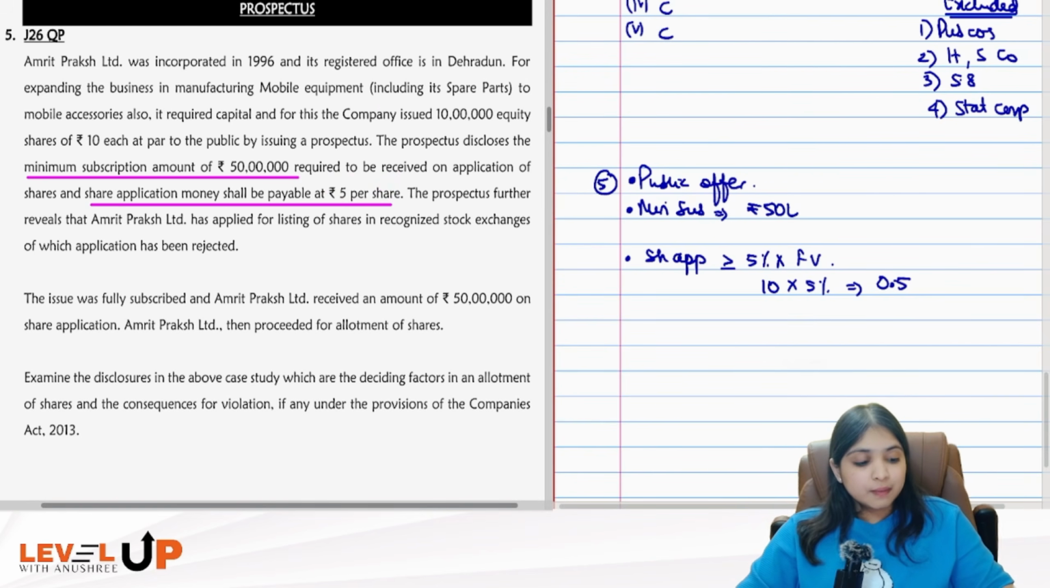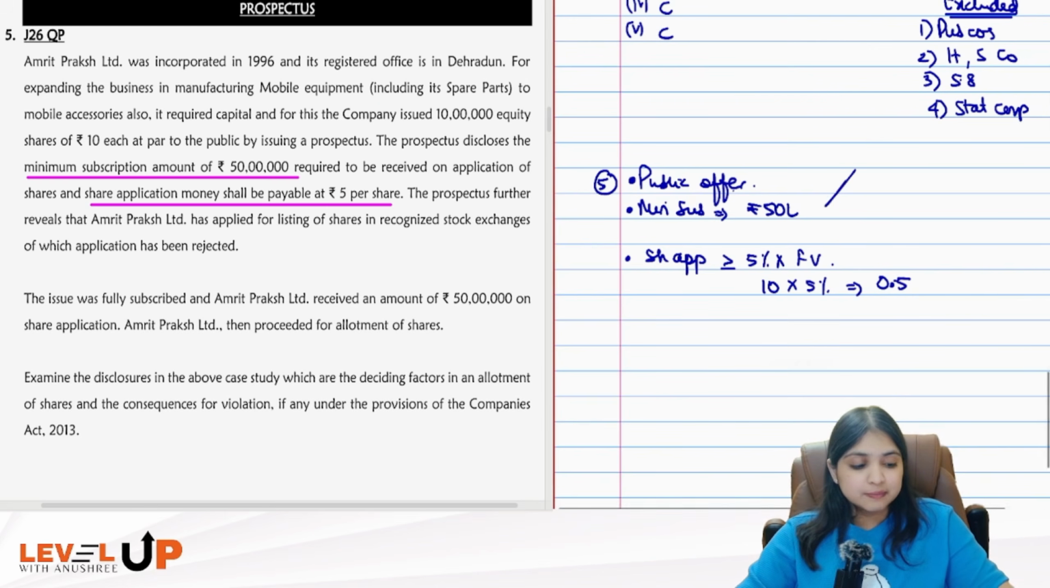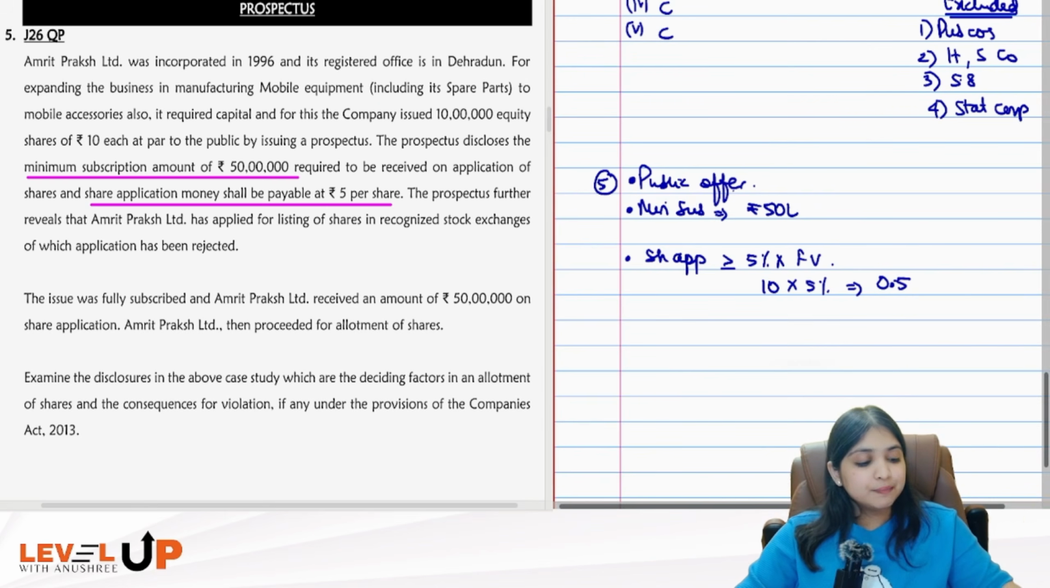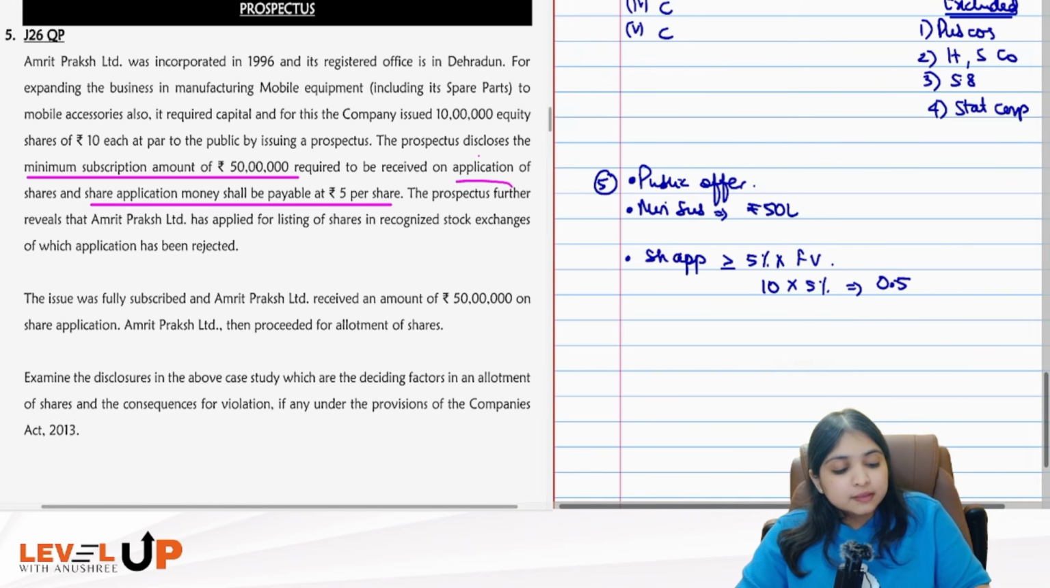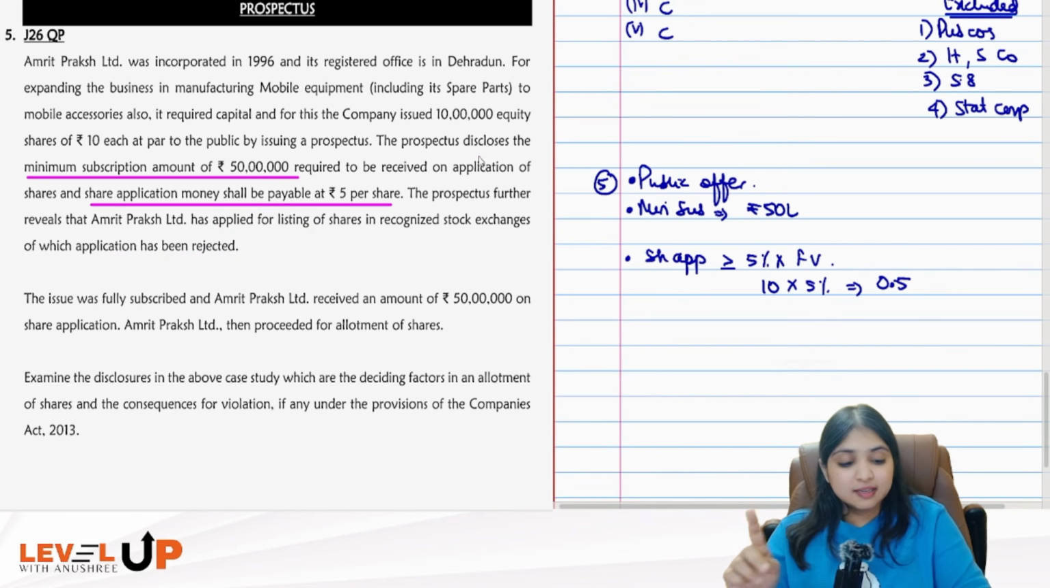So point number 1, company is making a public offer. Point number 2, the prospectus says minimum subscription is 50 lakh rupees. Point number 3, share application money is minimum 5% of the face value. Even that condition is fulfilled. Then prospectus further reveals that Amrit Prakash Limited has applied for listing of shares in a recognized stock exchange, of which application has been rejected. This is a game changer sentence in the question.